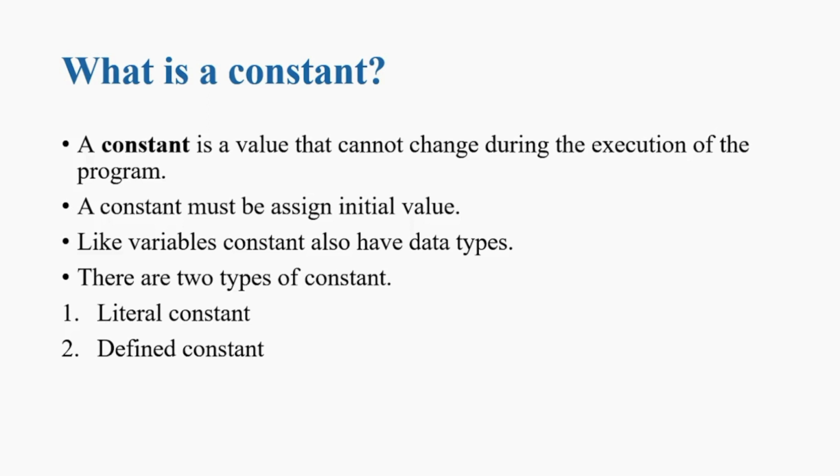Like variables, constants also have data types. There are different data types that we will learn in the next video. Any constant that you create has a data type, which tells which type of data this constant holds, whether it's an integer, a floating point value, or a character. There are two types of constant. Number 1, literal constant, and number 2, defined constant.